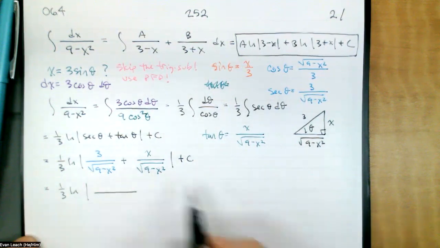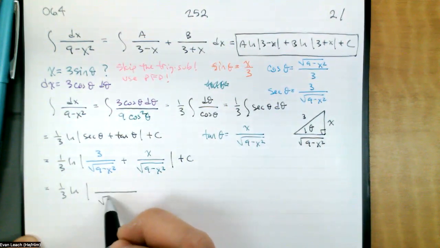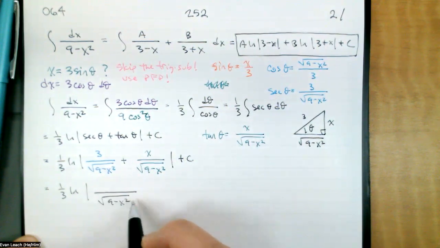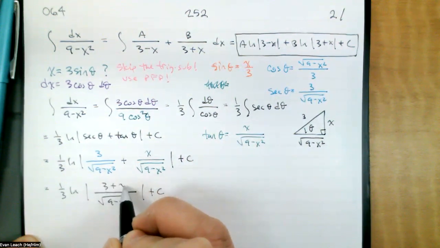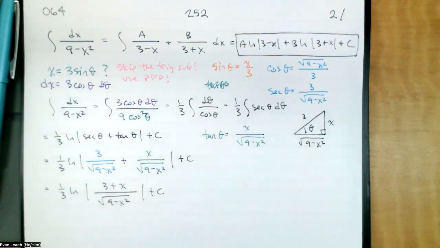What we can do is combine these terms. They have the same denominator, so I can just add them up. But then we start wondering, how does this get to a 3 minus x and a 3 plus x?